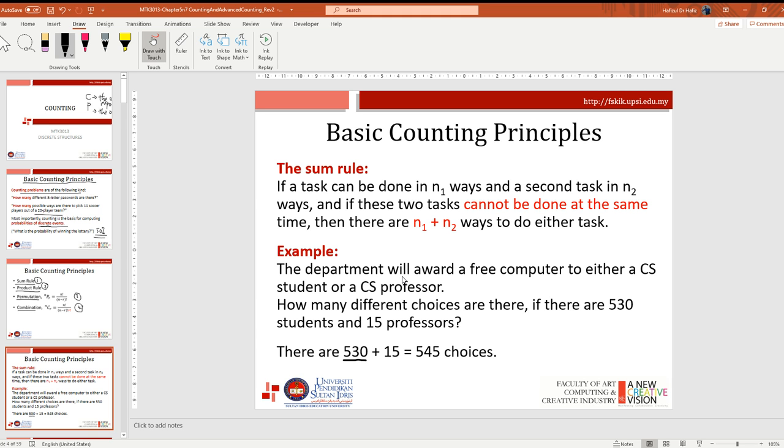For the basic counting principle, the sum rule applies when tasks can be done at the same time. For example, you have two parallel tasks, so you add n1 plus n2. For example, the department will award a free computer either to a computer science student or a computer science professor. How many choices do you have? 530 plus 15. You have 545 choices.